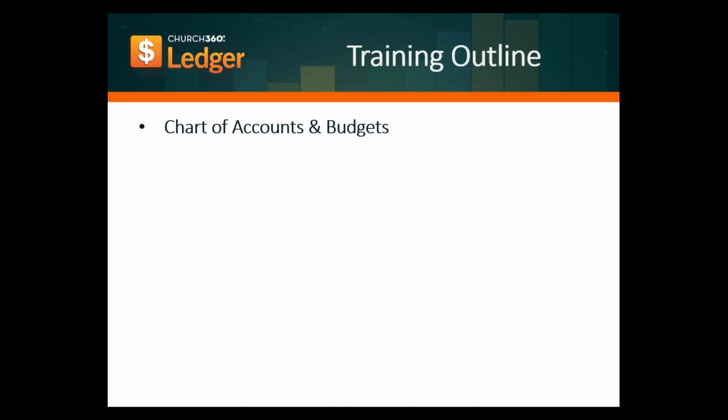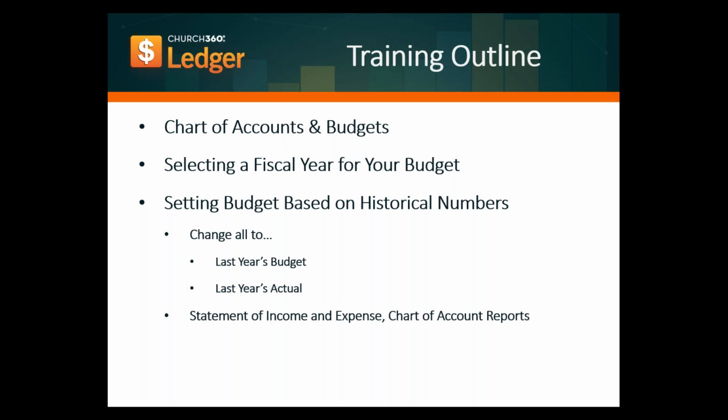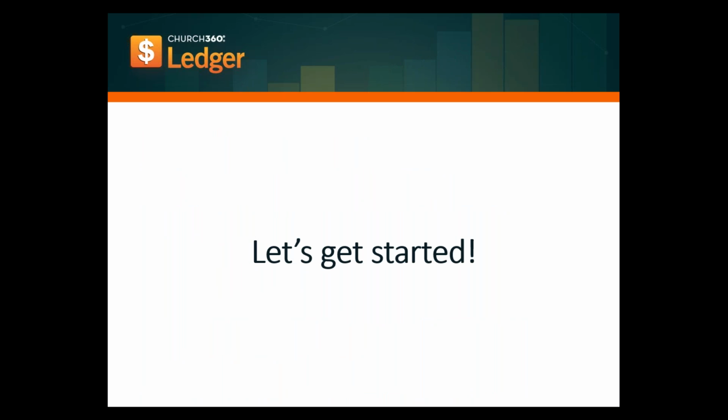So here are the things we're going to talk about today. We're going to go over the chart of accounts and budgets. We're going to talk about selecting the fiscal year when you're adding in your budgets. We'll talk about setting budgets based on historical numbers. You'll be able to change them to your last year's budget or your last year's actuals. We'll go over the statement of income and expense and the chart of accounts reports and talk about how those interact with your budget numbers. We'll talk about exporting your budgets to Excel. And we'll go over copying and pasting your budgets into Ledger from Excel. All right, let's go ahead and get started then.